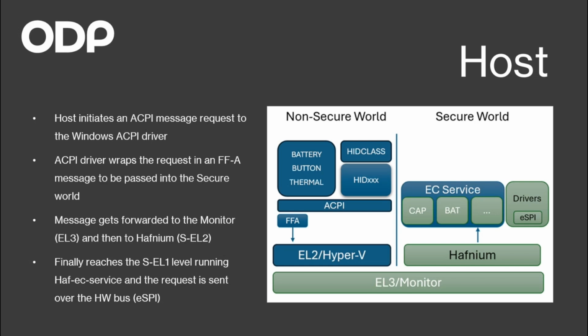Finally, the request reaches the HAF EC service, which is an ODP service that is basically like the arbiter of the hardware bus. In our demo, the hardware bus that we used is eSPI, but in the future, we at ODP plan to support more hardware buses, like, for example, I3C. The hardware bus is connected to the EC, and thus the data leaves the host. We at ODP are also working to encrypt the EC channel in a manner that will slide really easily into the current design to ensure that we are operating at the highest caliber of security.